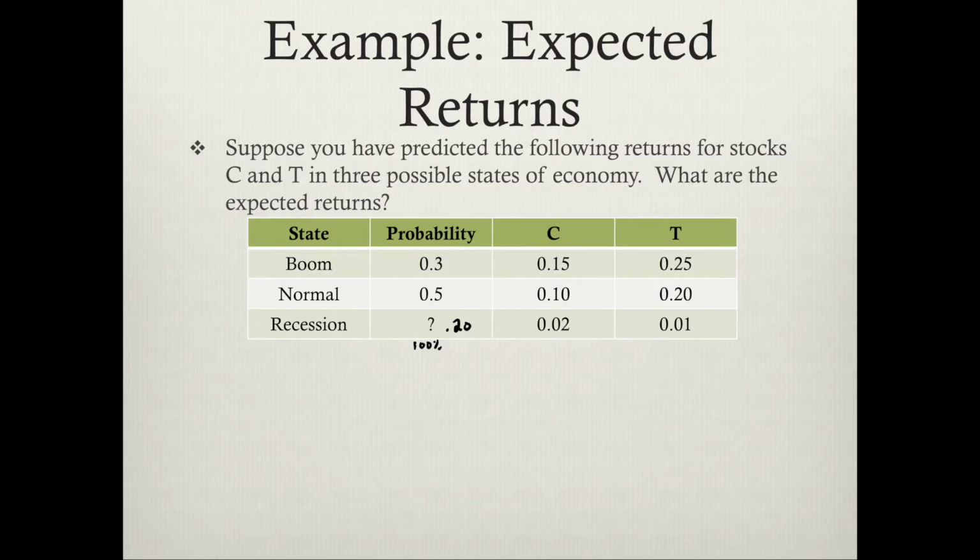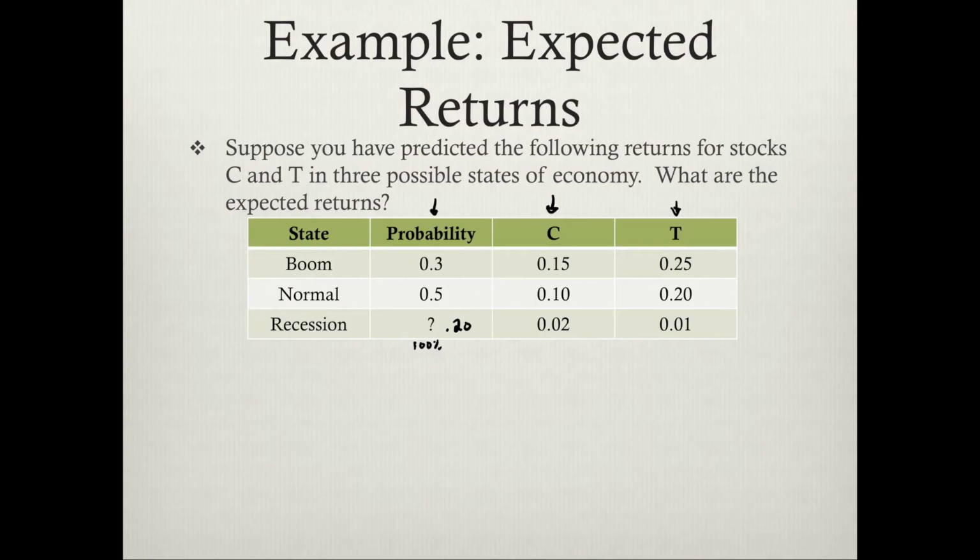Now, as you can see, we have this predicted data for stock C and stock T. Looking at stock C, we can see that in a boom economy, stock C would have a 15% return. In a normal economy, it would have a 10% return. And in a recession economy, it would have a 2% return. You can see the same here for stock T. What we are asked to solve for is the expected returns of these two different stocks given the probabilities of these economic conditions.